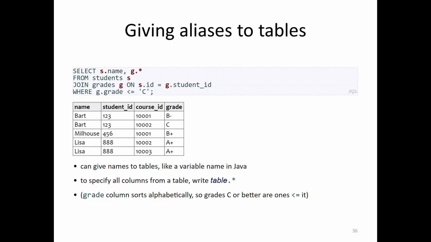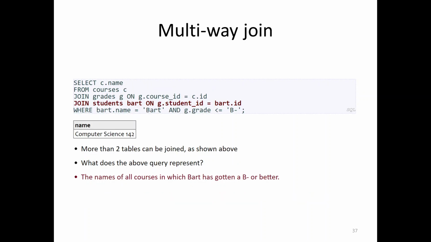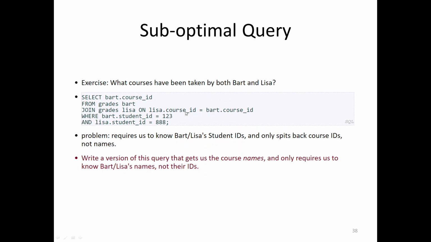Because the earlier the letter appears in the alphabet in ASCII code, the less it is compared to the other ones. We can do multi-way joins. In this case, I'm joining three tables and finding the name of a course on which Bart got anything less than B minus. So it's just the name of the course, right? With these filters, I can apply multiple filters using logical operators like that.